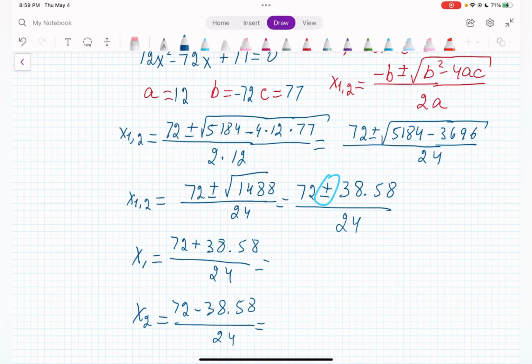So 72 plus 38.58 divided by 24 is going to be 4.61. And next one, 72 minus 38.58 divided by 24 is going to be equal to 1.39. Okay, we got this far.